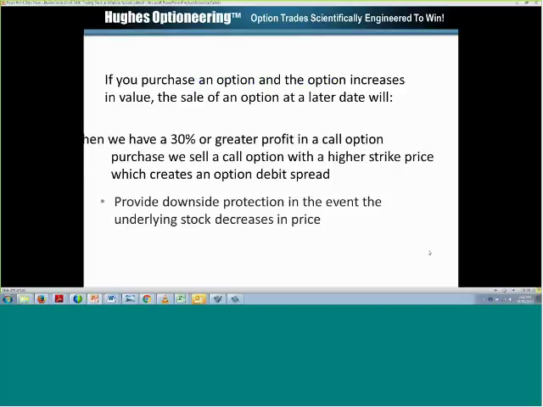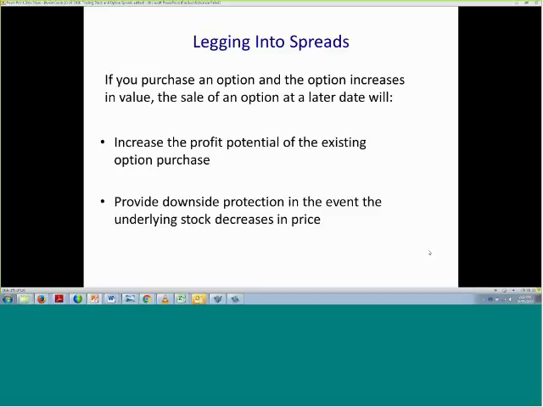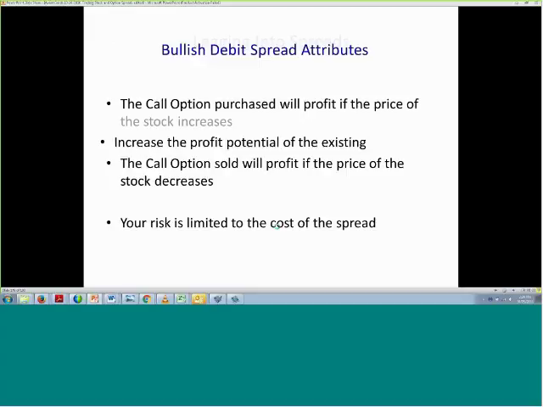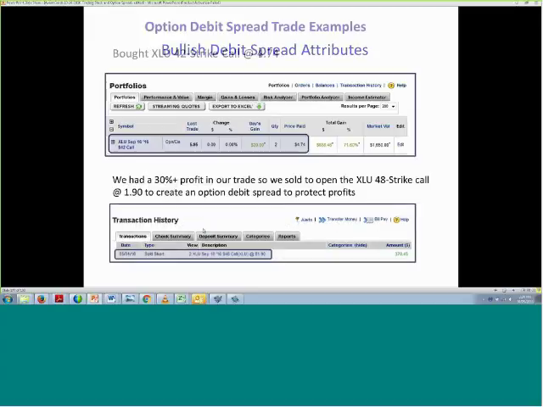And if you purchase a call option, you have a profit, and you leg in at a later date by selling a call option. When you sell that call option, you increase the profit potential of the existing option purchase, and you also provide downside protection in the event the underlying stock decreases in price. And of course, the call option that you purchase will profit if the price of the stock increases, and the call option that you sold will profit if the price of the stock decreases. Your risk is limited to the cost of the spread.